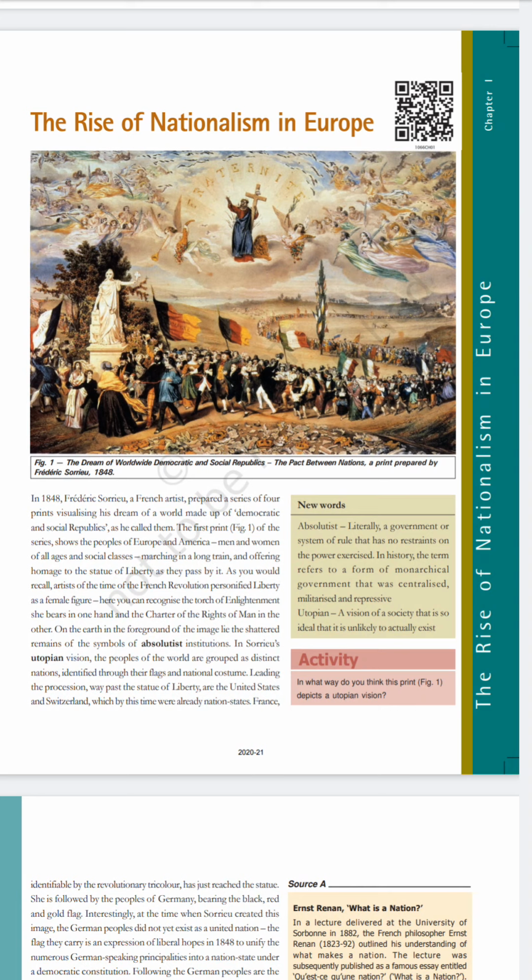So in his utopian vision, in his print of the democratic and social republic, Frederick Sorrieu divided the world's people into different nations with distinctive cultures and costumes, carrying their flags and coming through like a tribe. In his picture, he categorized the world's people, especially from Europe and America, as different nations.